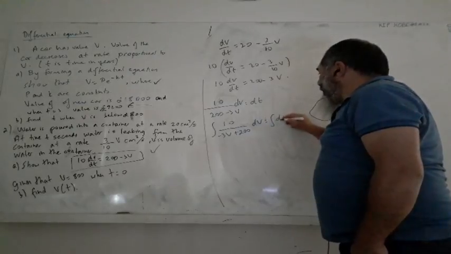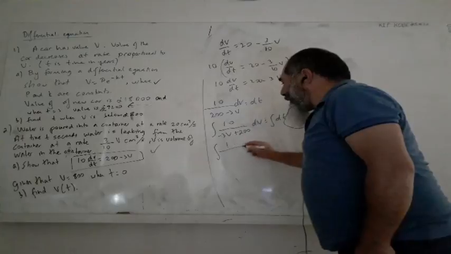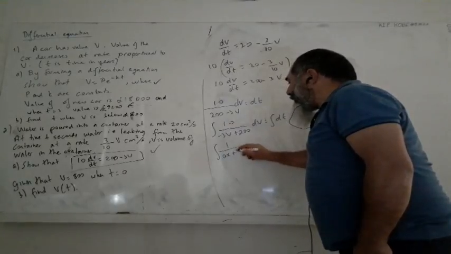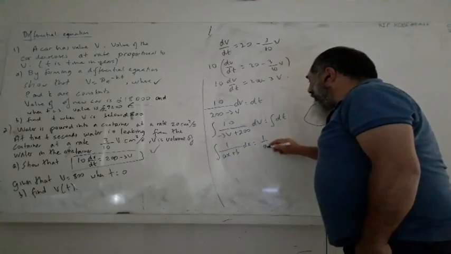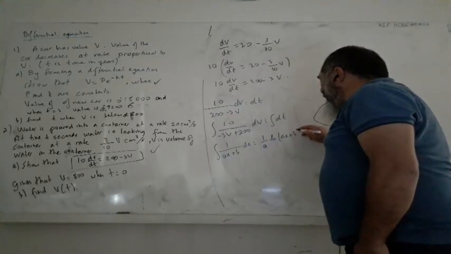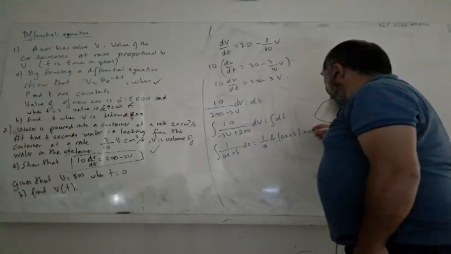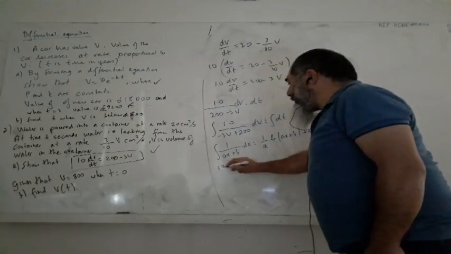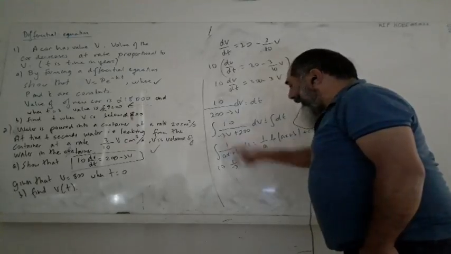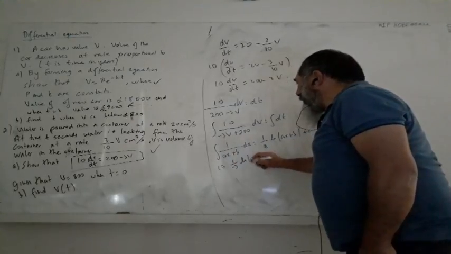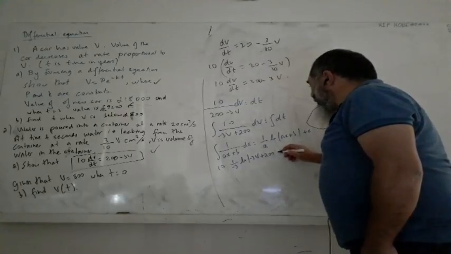Remember, integration of 1 over ax plus b dx is equal to 1 over a ln ax plus b. That's the rule that I am going to use here. So 10 times 1 over minus 3 ln minus 3V plus 200 plus c is equal to t.